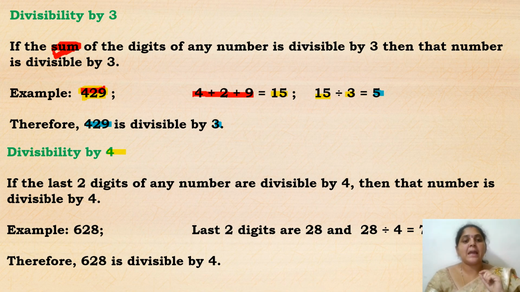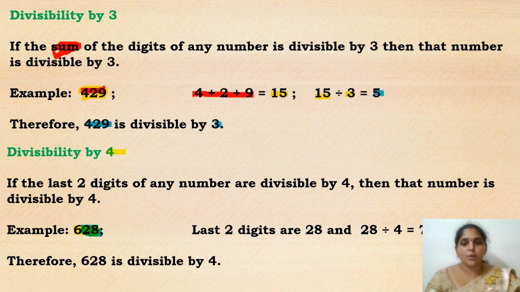For example, I have taken a number 628. My total number is 628. What are my last two digits? My last two digits are 28. Now I have to check whether this 28 is divisible in the 4 table or not.